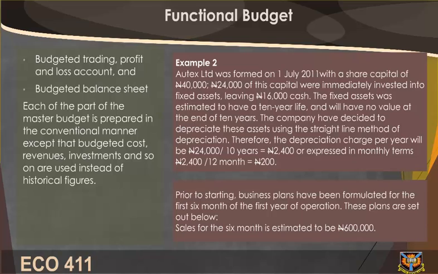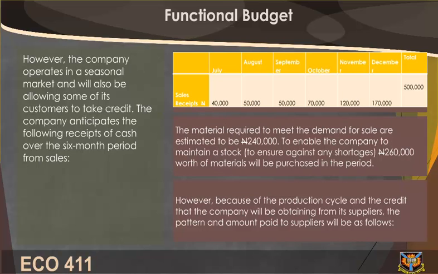Sales for the 6 months is estimated at 600,000. However, the company operates in a seasonal market and will also be allowing some of its customers to take credit. The company anticipates the following receipts of cash over the 6-month period from sales. The material required to meet the demand for sales is estimated to be 240,000 naira. To enable the company to maintain a stock, that is to ensure against any shortages, 260,000 naira worth of materials will be purchased in the period.